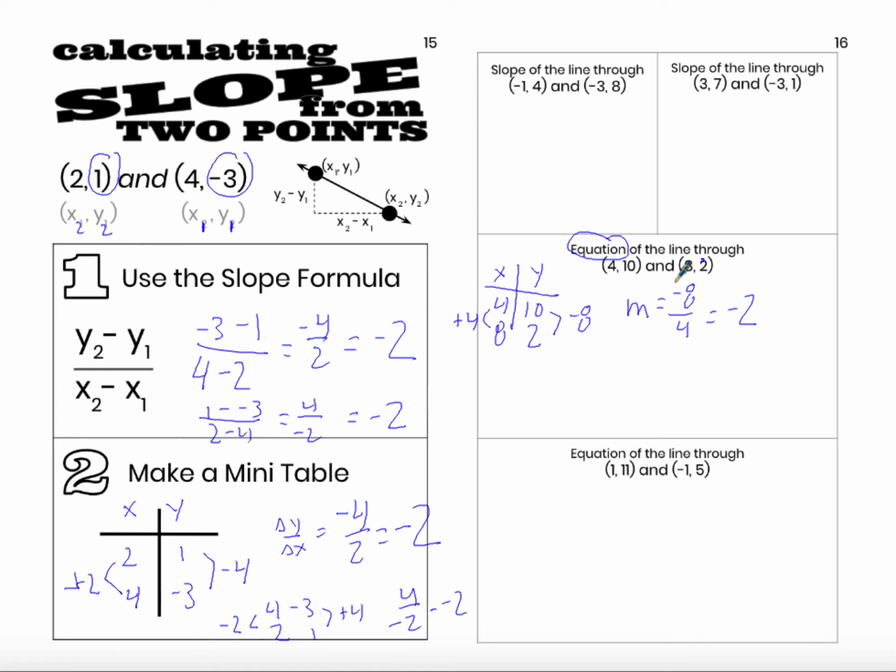If you were to circle that answer and say, oh, I'm done, you would have very partial credit on this question because we're asked for the entire equation. That means you are being given the opportunity to solve for b.